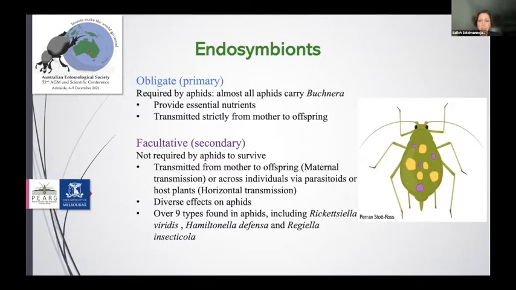They have diverse effects on the aphids because they can protect the aphids against parasitoids or pathogens or insecticides, and also they can cause the aphid to adapt to different heat or cold situations. There are over 9 types of facultative endosymbionts found in aphids, such as Rickettsia viridis, Hamiltonella defensa, or Regiella insecticola, and etc.